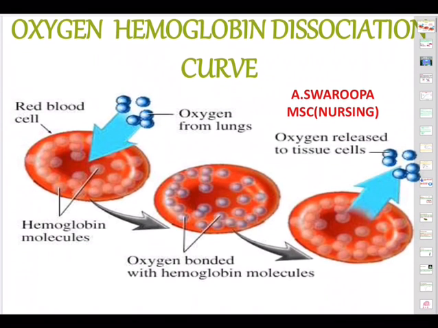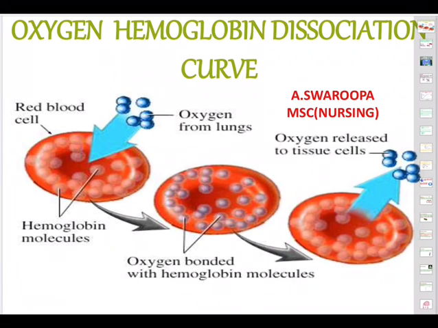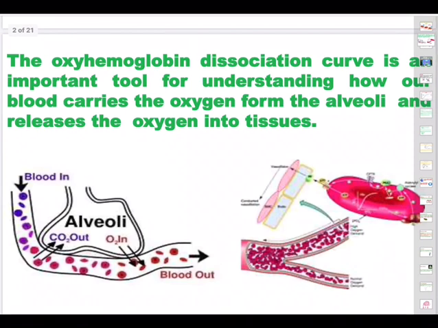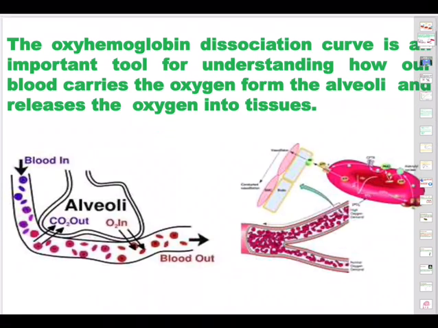Transport of gases takes place, and the blood is the medium of transport of both oxygen and carbon dioxide. Particularly oxygen is carried by blood in two forms: dissolved gas in plasma, about 3%, and as oxyhemoglobin by RBCs, 97%. So the oxyhemoglobin dissociation curve is an important tool for understanding how our blood carries oxygen from the alveoli and releases the oxygen to the tissues.